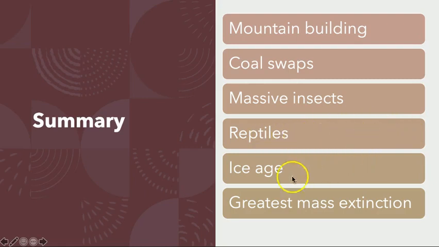A severe ice age contributed to extinctions near the end of the Mississippian period, while global warming played a role in the devastating mass extinctions that defined the end of the Paleozoic eon.